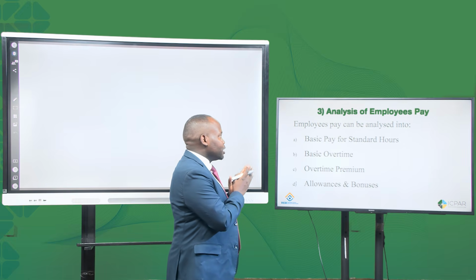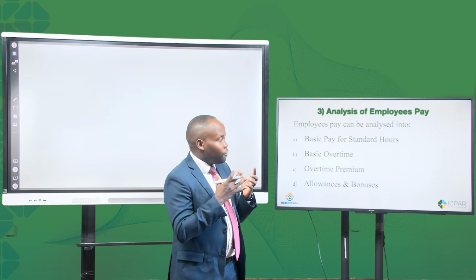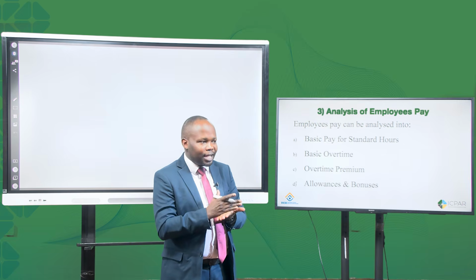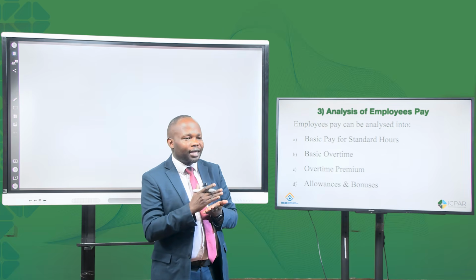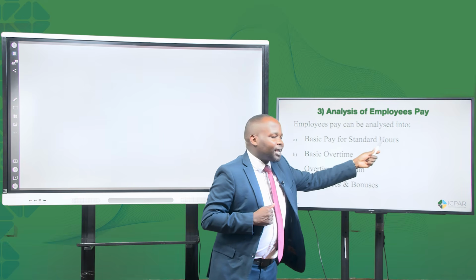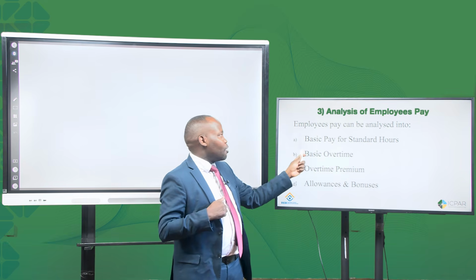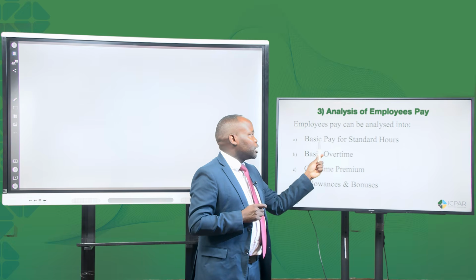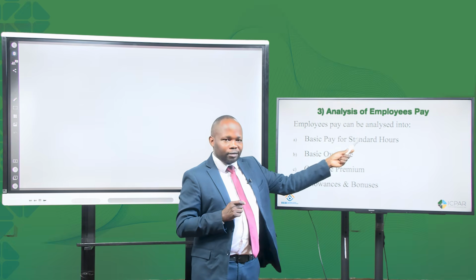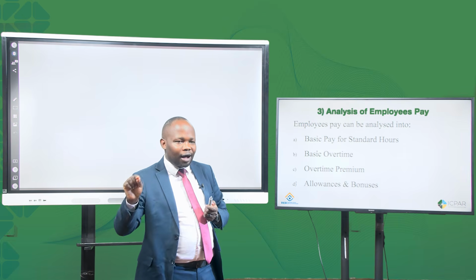So when we are analyzing employees' pay, there is the basic pay for standard hours. For example, if in a day an employee is supposed to work 8 hours, the 8 hours are what we call standard hours. So what the employee is paid for the 8 hours is what we call basic pay for standard hours. But in a day, an employee can work extra hours.